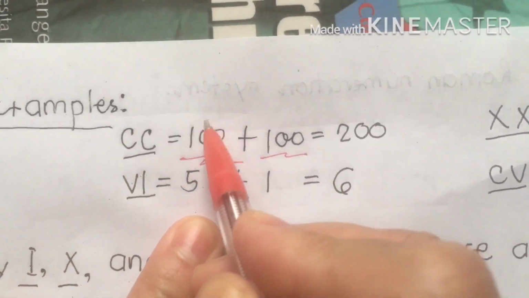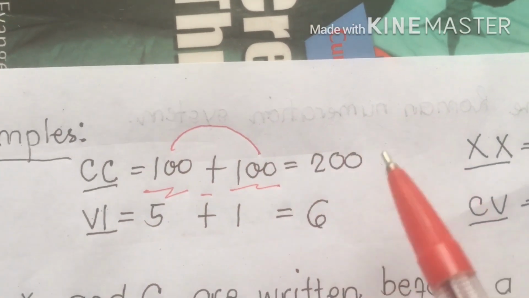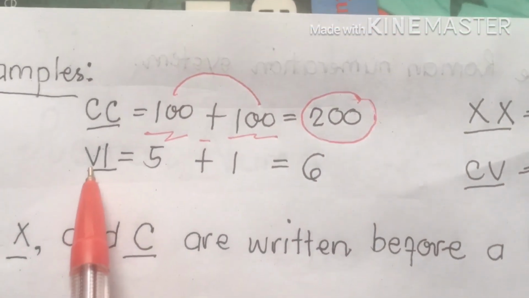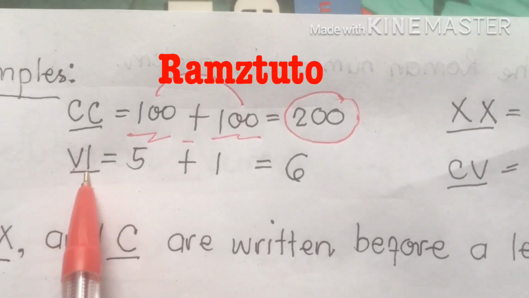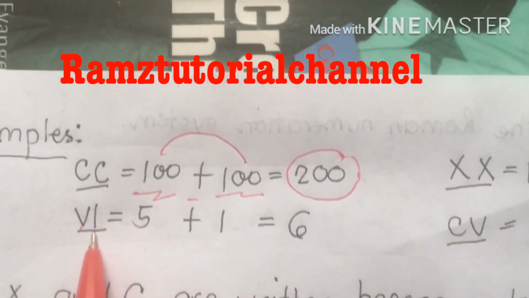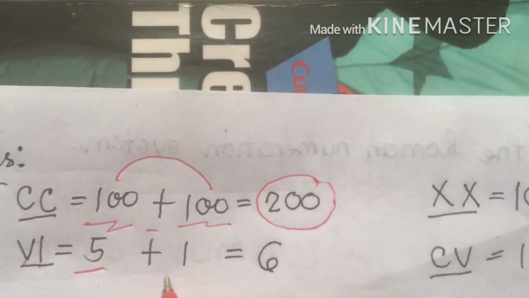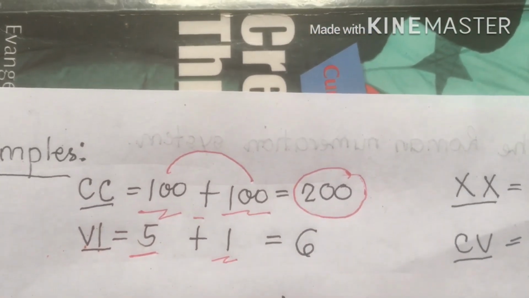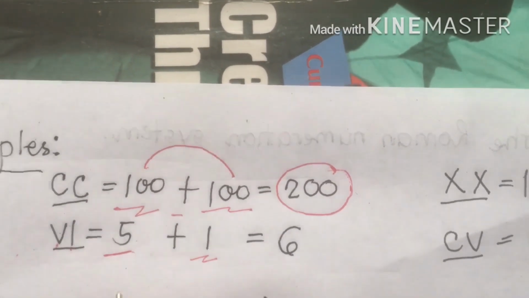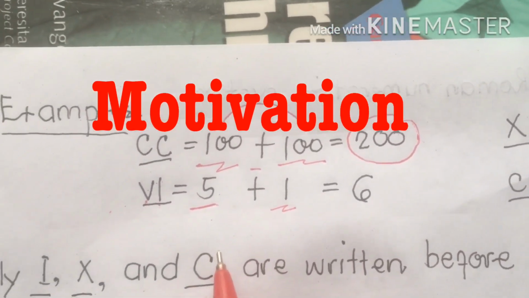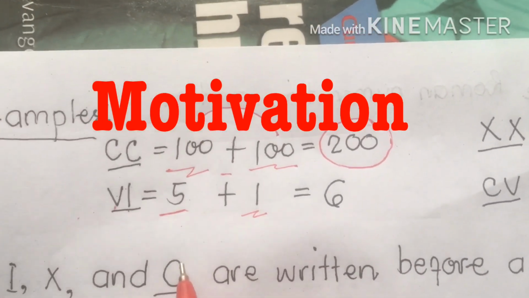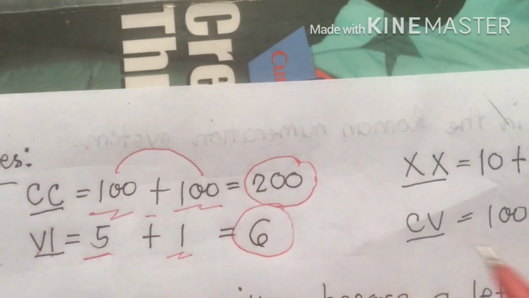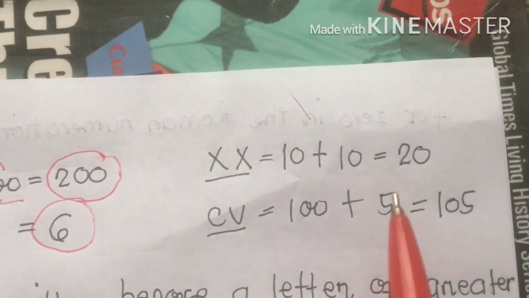So we're going to join it together. We're going to plus. The result is 200. That's simple, guys. V and I: greater value plus lower value. So you're going to add, not subtract. When I comes first before V, that is subtraction. But remember, if it is greater value first before lower value, that means you are also going to add. The answer is 6. Okay, that's easy, class, for rule number 2.